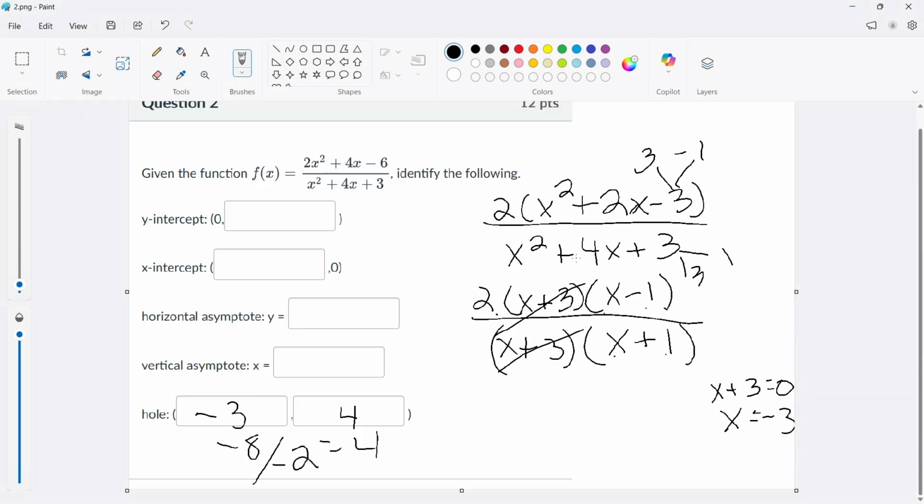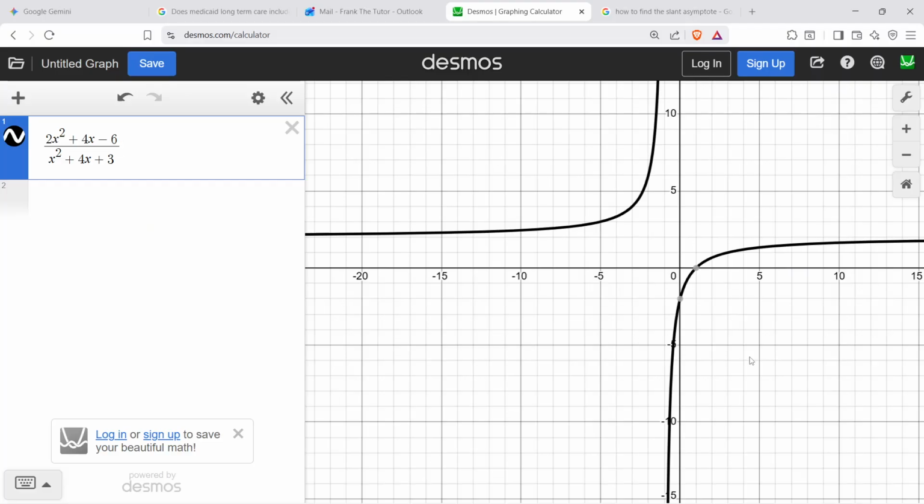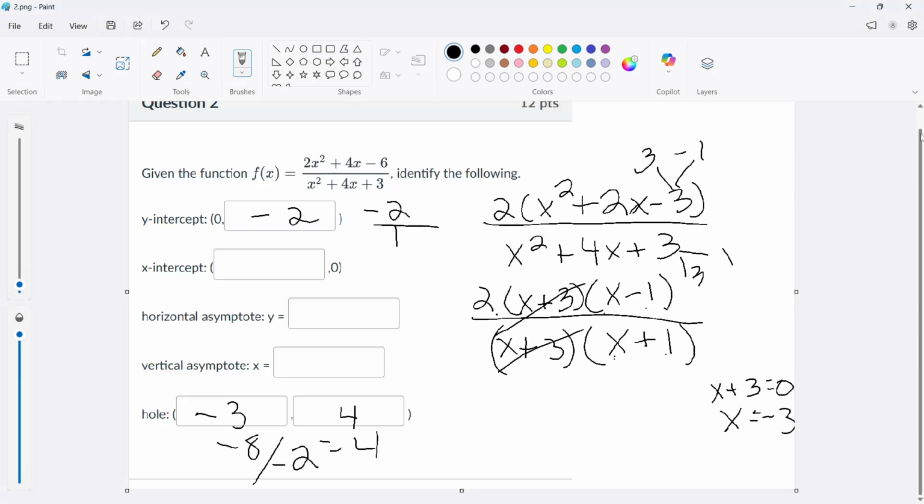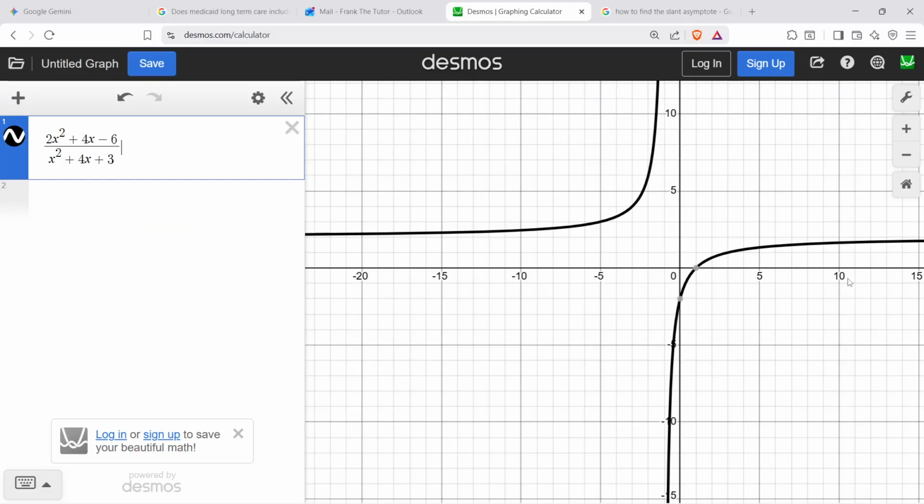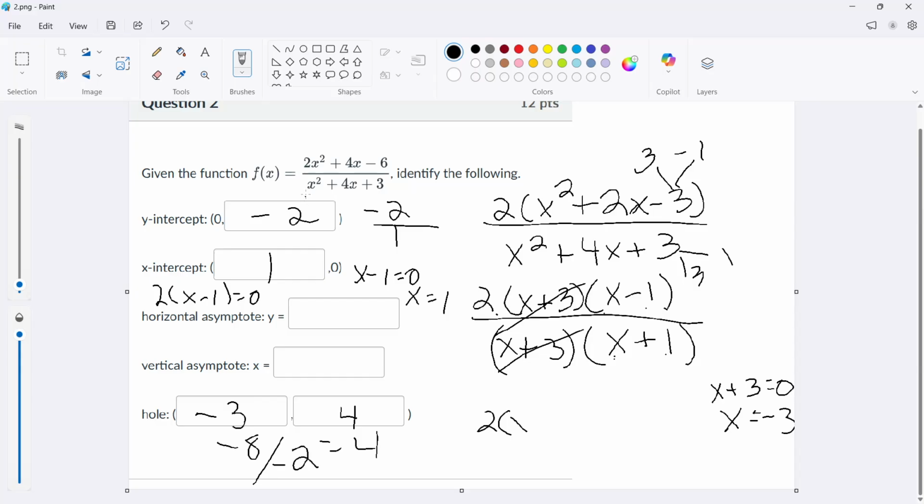Okay, very good. Now I have to find the y-intercept. The y-intercept is when I make x equal 0. So 2 times (0 minus 1) is negative 2, divided by 0 plus 1 is 1, so negative 2. And let me just check it. Negative 2, certainly. The x-intercept is when I make the numerator equal 0. So 2 times (x minus 1) equals 0. Divide both sides by 2. I get x minus 1 equals 0. x equals 1. So at (1, 0). And certainly, there it is.